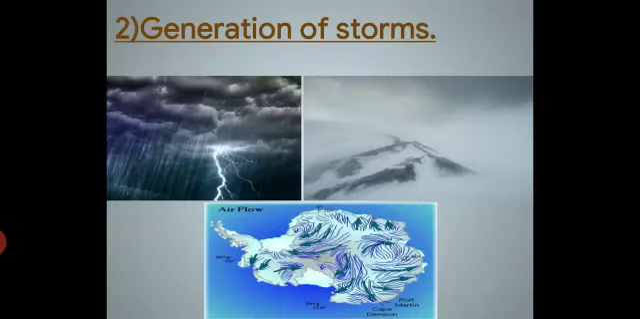Generation of storms. Another effect of air pressure is that it leads to the generation of storms. Storms means the strong wind that moves forcefully in a specific direction, which usually leads to rain, thunder, lightning, and even snow.